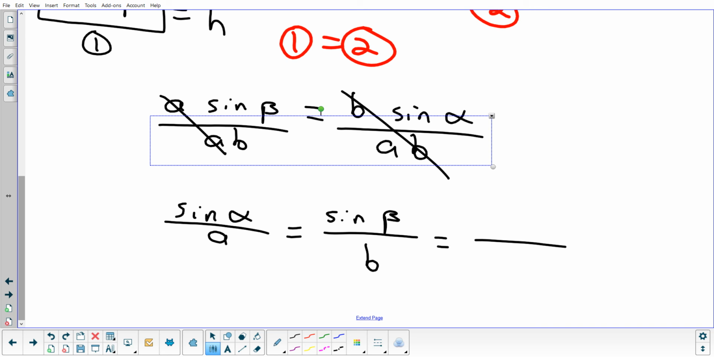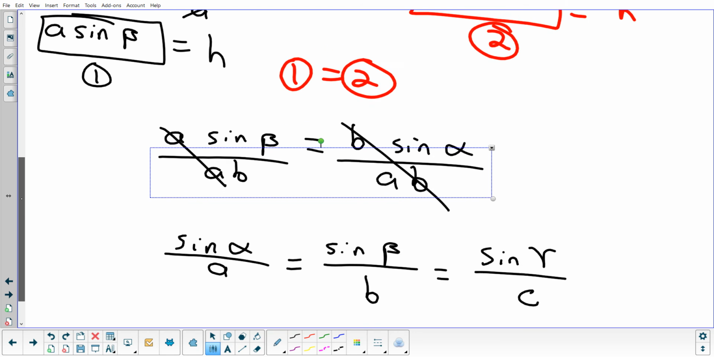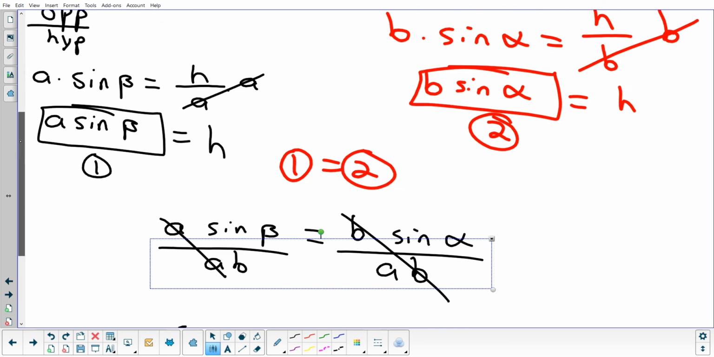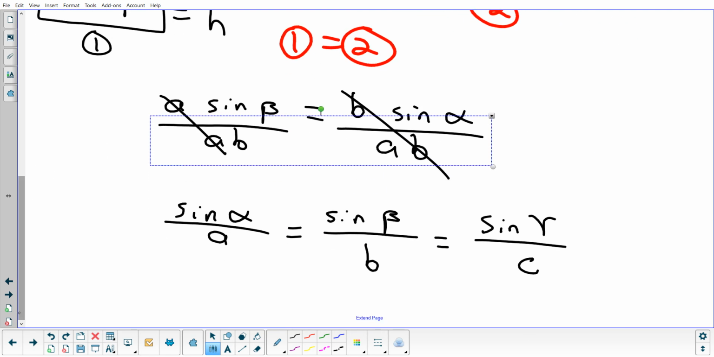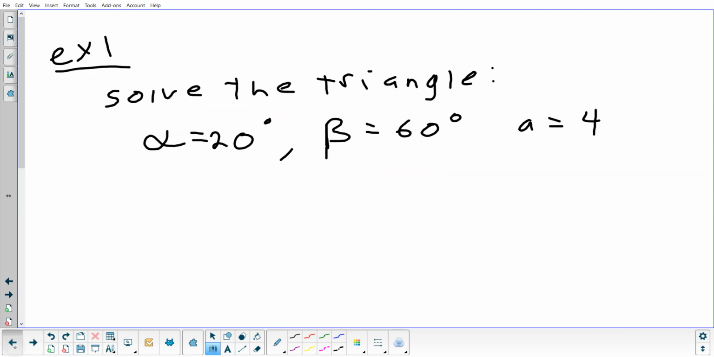I forget what it's called. It's sine, and then the Greek letter for the C. Yeah, gamma. Gamma over C. So we didn't prove that last part. We could prove that very easily, just like we did the first two, by drawing, instead of a line from the top straight down, a line from the other side. But that is the law of sines.